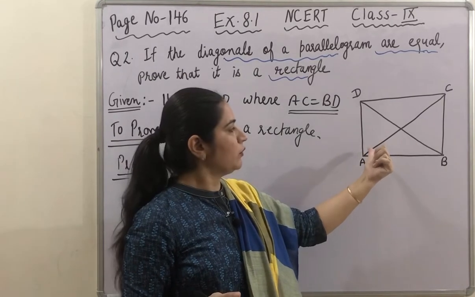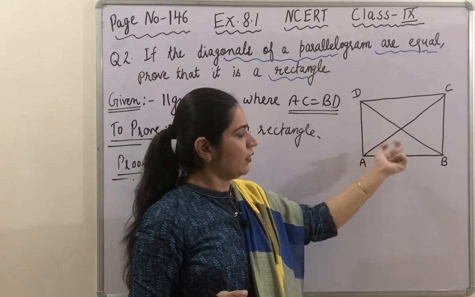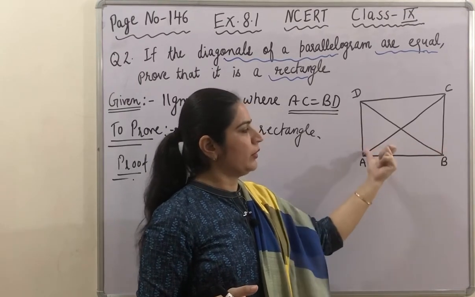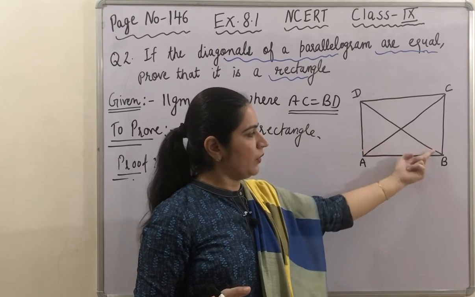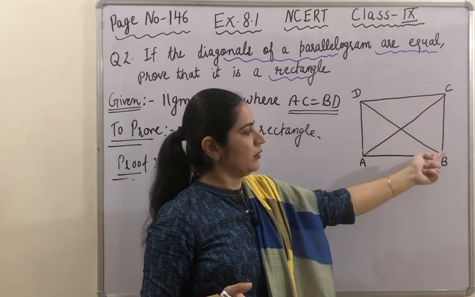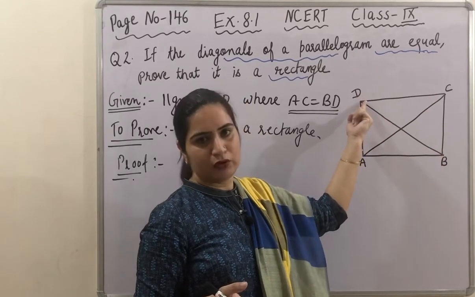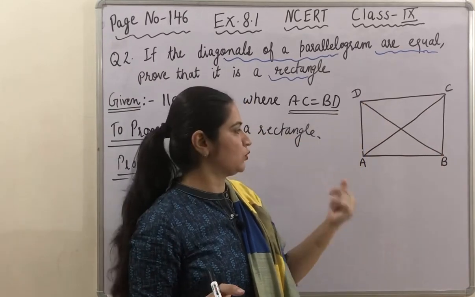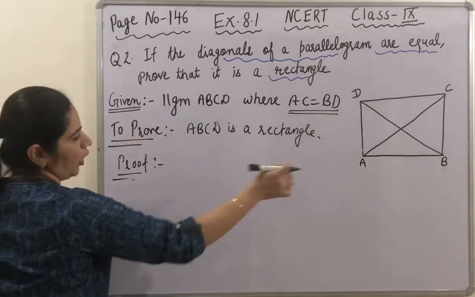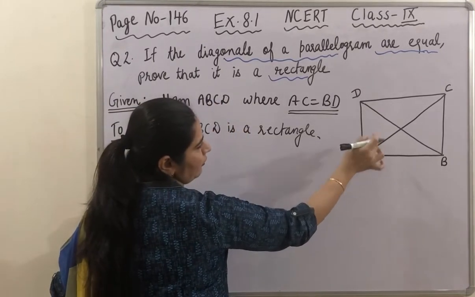Okay, as we know, if this angle will be of 90 degree, this will also be of 90 degree, because it is a parallelogram, co-interior angles are supplementary. Similarly, if this is of 90 degree, opposite will also be of 90 degree, this one 90 degree, this one will also be 90 degree. So our work is to prove one angle is of 90 degree. Okay, and how we can prove this one angle is of 90 degree?